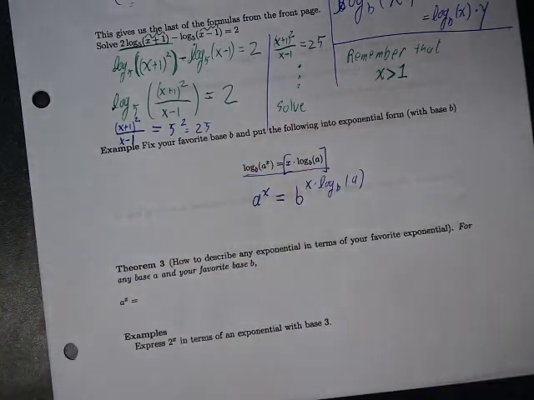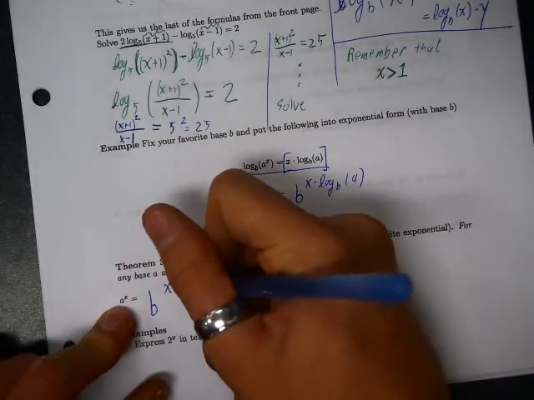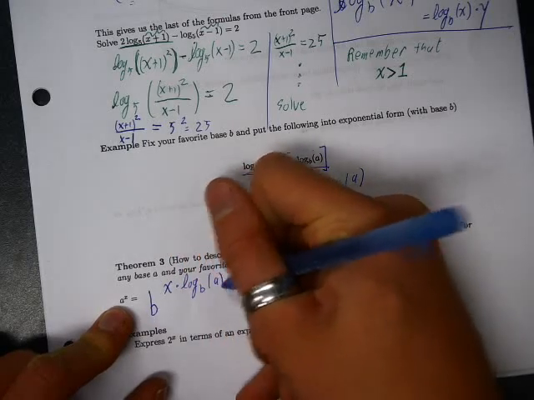Oh, neat. So that's interesting. That tells you that if you want to think about a to the x, instead you can think about b to the x, except you can't just think about b to the x. You need to multiply that b by a number. A to the x is the same thing as b to the x times the log base b of a.